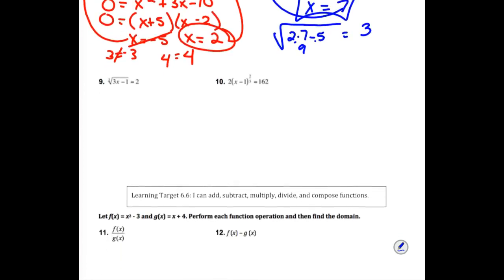This one, we are cube rooting it. Cube rooting 3x minus 1, and it's supposed to equal 2. We undo a cube root by cubing both sides. 2 cubed is 8. So we have 3x minus 1 equaling 8. Adding our 1 over and dividing. And then we check it.